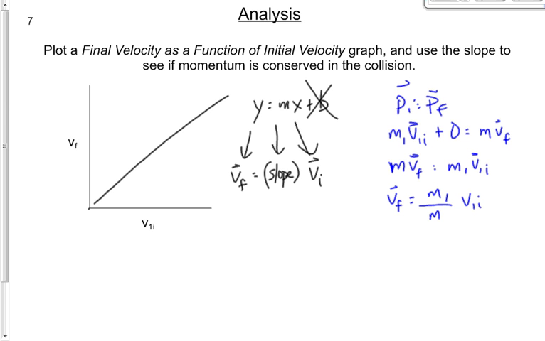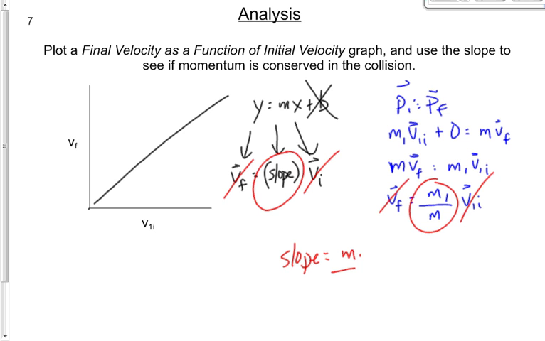Why did I rearrange it to solve for VF? Because that's what I have over on the other side. The equation that comes from the graph, solve for VF. The equation that comes from my theory should also solve for VF. Now, watch this. This is kind of a neat little trick that comes up here. Cross off VF because it appears in both of them. Cross off VI because it appears in both of them. What's left? The slope, m1 over m. That means the slope of this graph is m1 over m.